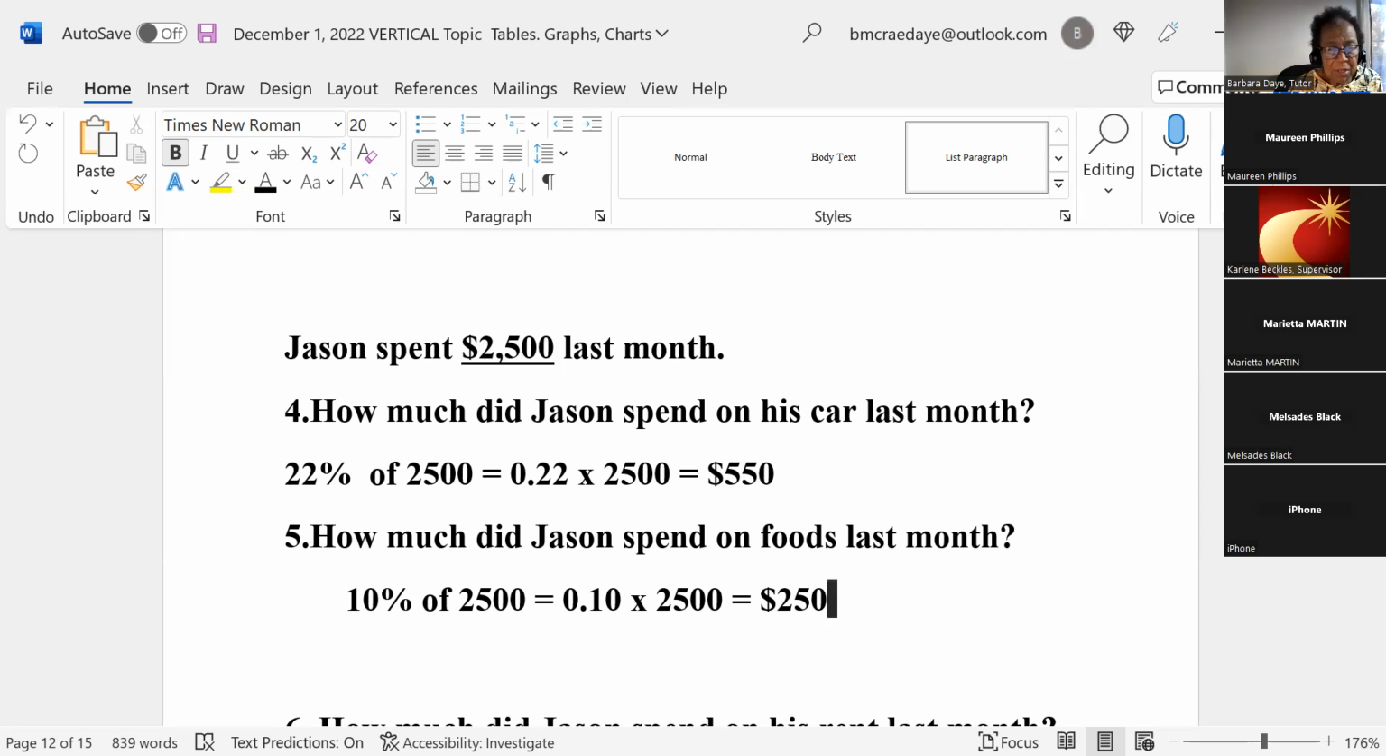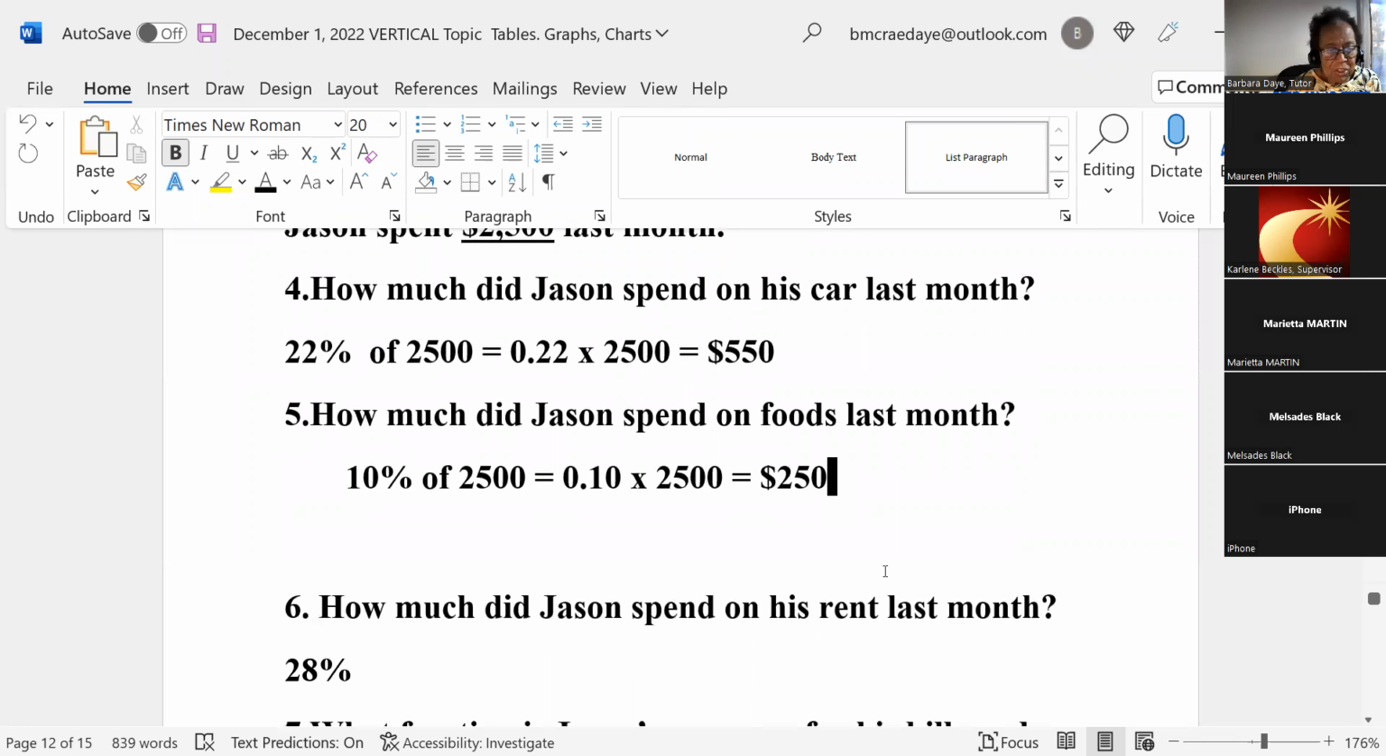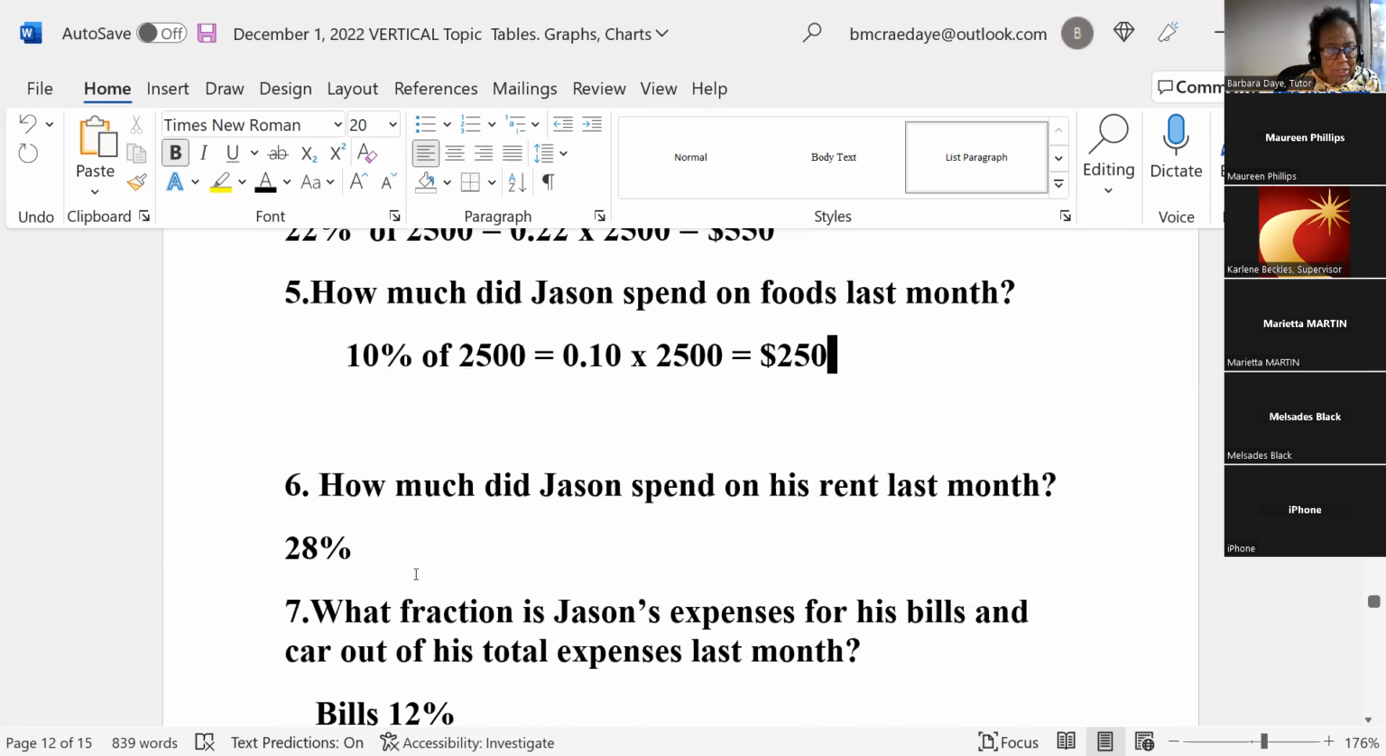Marietta, did you get that? The amount he spent on food? Yeah, I get that. You got 250. Mercedes, you have 250. Yes, miss. Okay, that's just with the 1/10. That's just moving your decimal point one place. Okay. Now, how much did he spend on rent? That's the 28%.